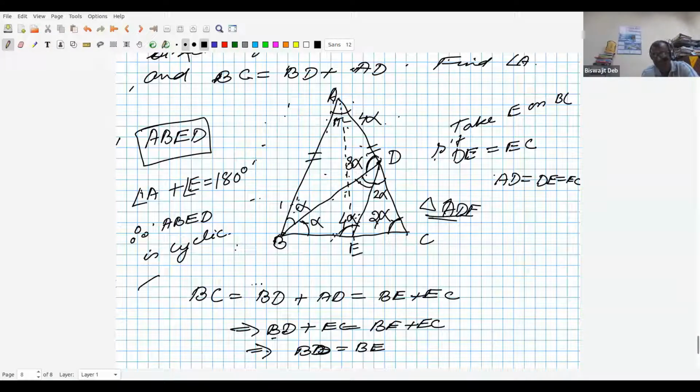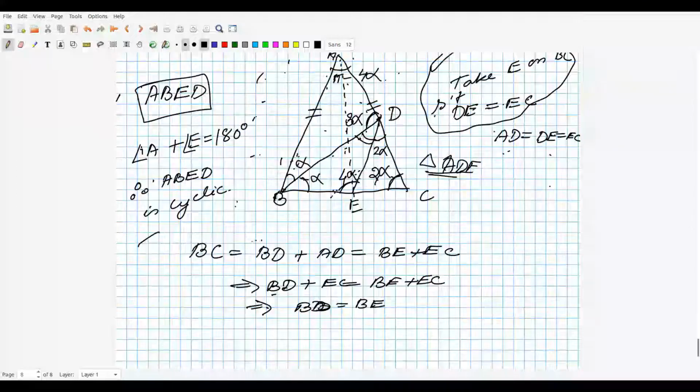We have already taken ED equal to EC. The assumption was that we have taken E in such a way that DE equals EC. Okay, and AD and DE are the same. So from there, we are getting AD equal to EC. Is that clear? Okay, sir.